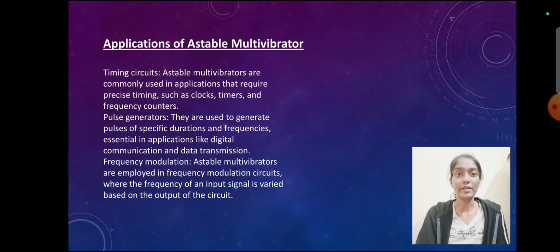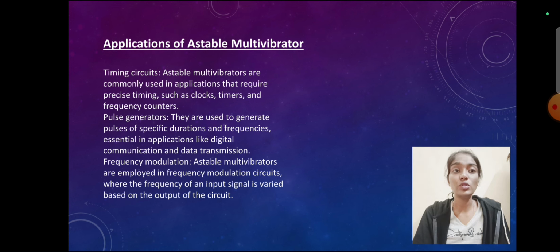Applications of the Astable multivibrator. Timing circuits. Astable multivibrators are commonly used in applications that require precise timing, such as clocks, timers, and frequency counters. Pulse generators. They are used to generate pulses of a specific duration and frequencies, essential in applications like digital communication and data transmission. Frequency modulation. Astable multivibrators are employed in frequency modulation circuits where the frequency of an input signal is varied based on the output of the circuit. These are the applications of the Astable multivibrator.